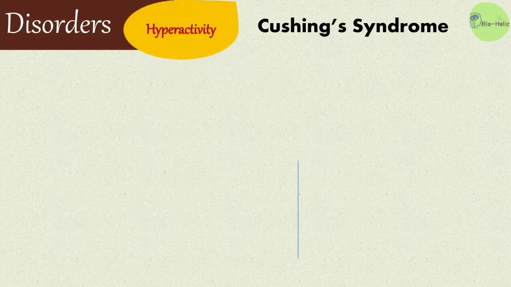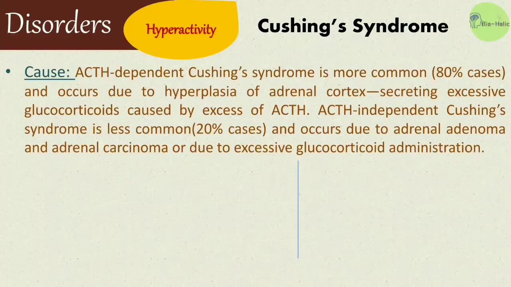During hyperactivity of the adrenal cortex, Cushing syndrome may be seen. The ACTH-dependent Cushing syndrome is more common and occurs due to hyperplasia of the adrenal cortex secreting excessive glucocorticoids, caused by excess of ACTH. And the ACTH-independent Cushing syndrome is less common and occurs due to adrenal adenoma and adrenal carcinoma or due to excessive glucocorticoid administration.